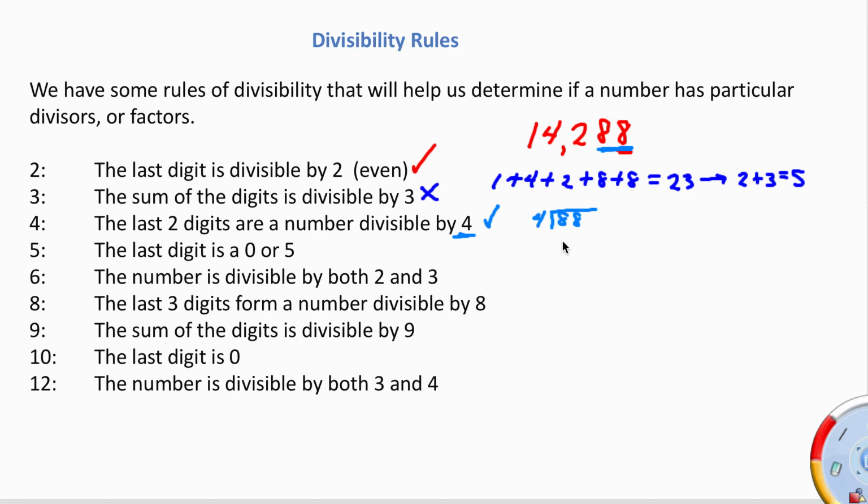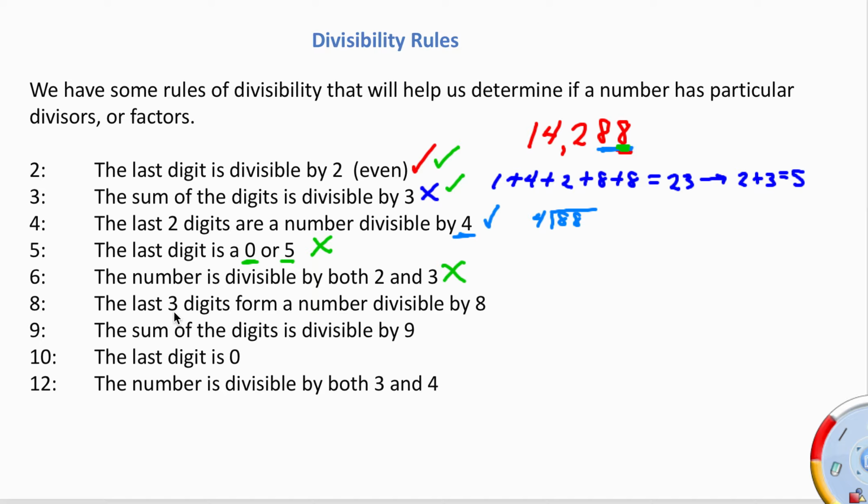To tell if a number is divisible by 5, the last digit is either a 0 or a 5. So I look at the last digit. Well, it's not 0, it's not 5. This number is not divisible by 5. To tell if a number is divisible by 6, it's got to be divisible by both 2 and 3. This one's not divisible by both 2 and 3, so it's not divisible by 6.